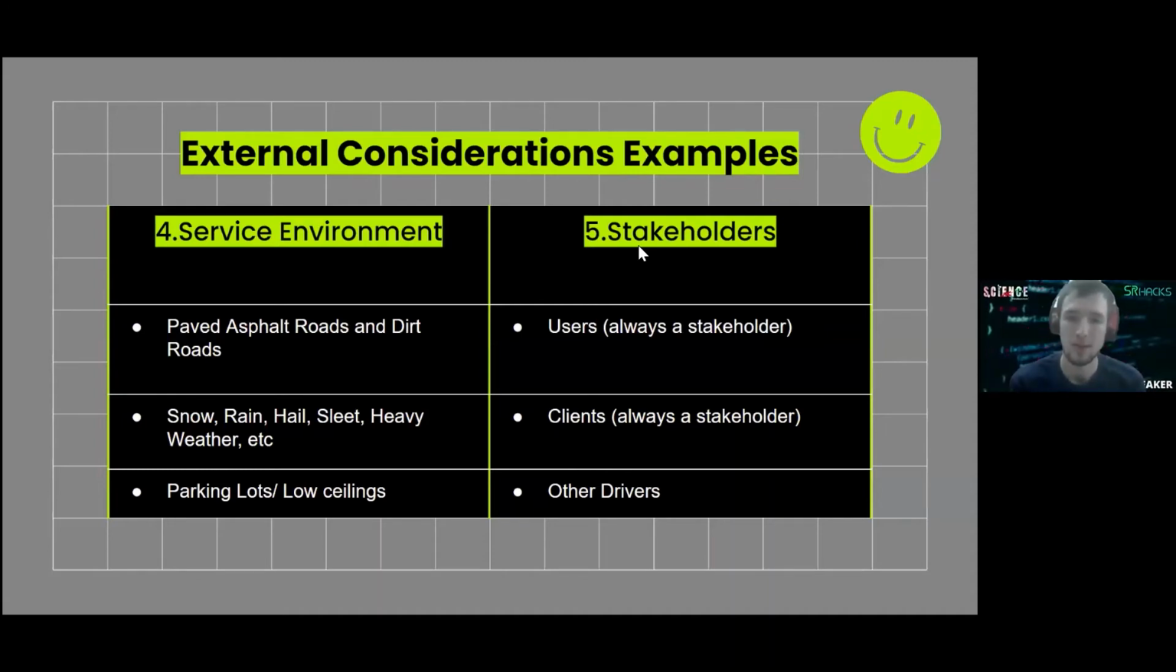Oh, we've got an interesting point here. Yes, that would be a combination of stakeholders and service environment. You could put it under either and it would be valid. I would say stakeholders. That's a very good point. If there was a school, for example, beside the road and the kids are constantly moving across it, I would say that is a consideration. Yeah, absolutely.